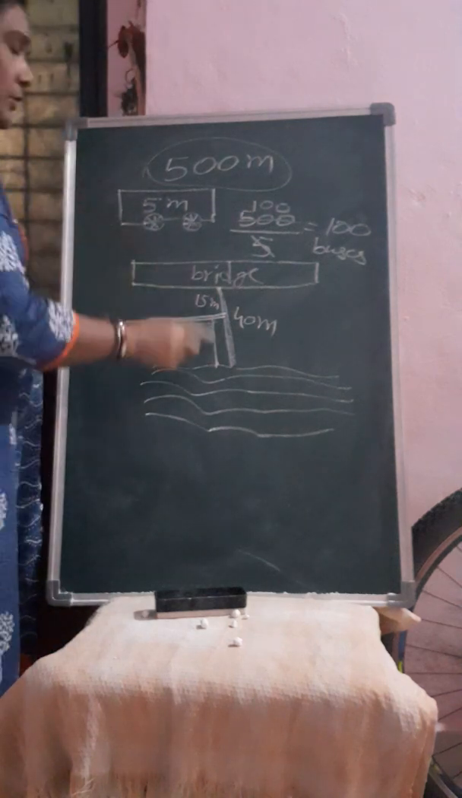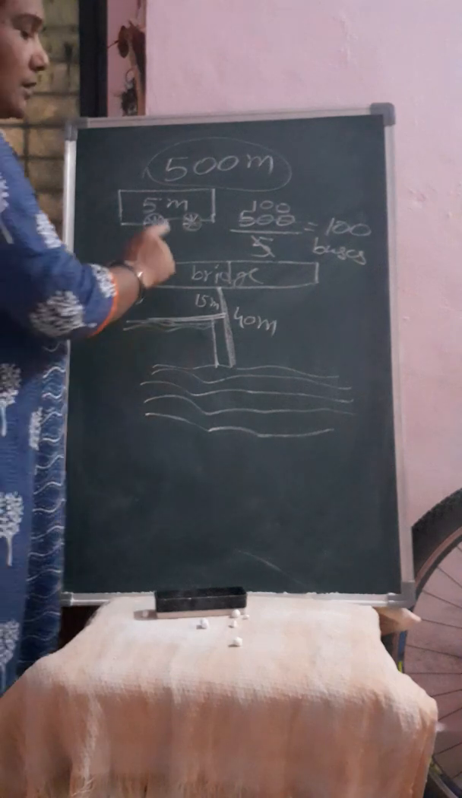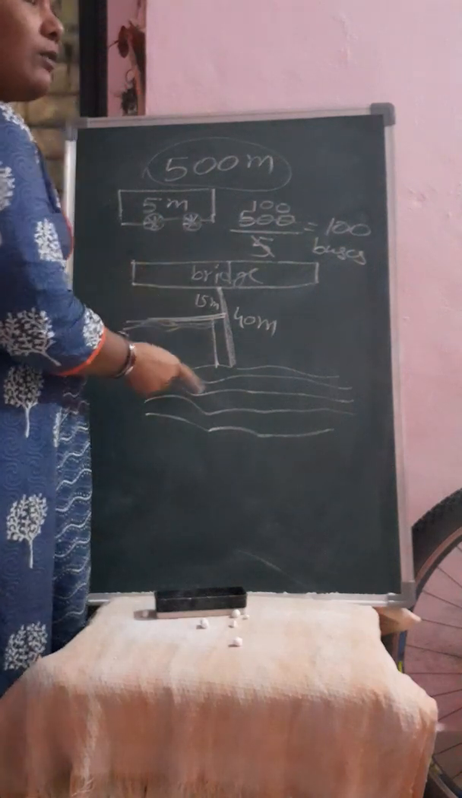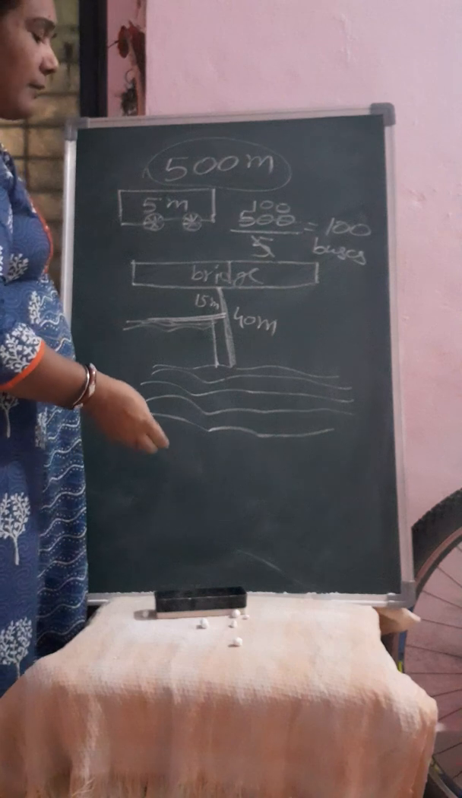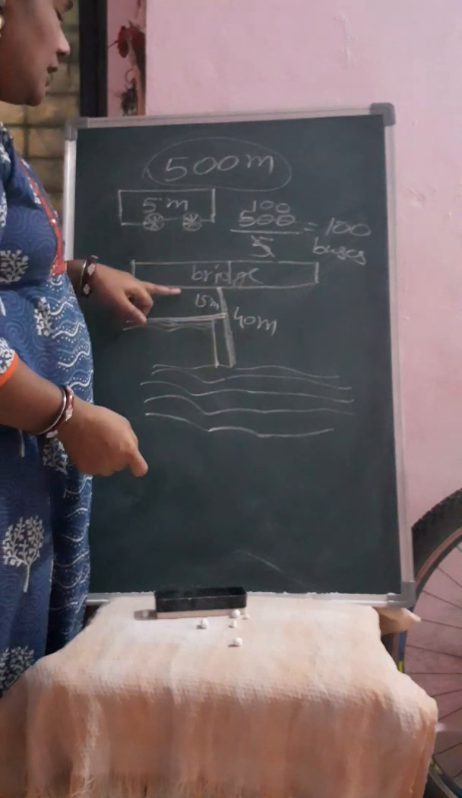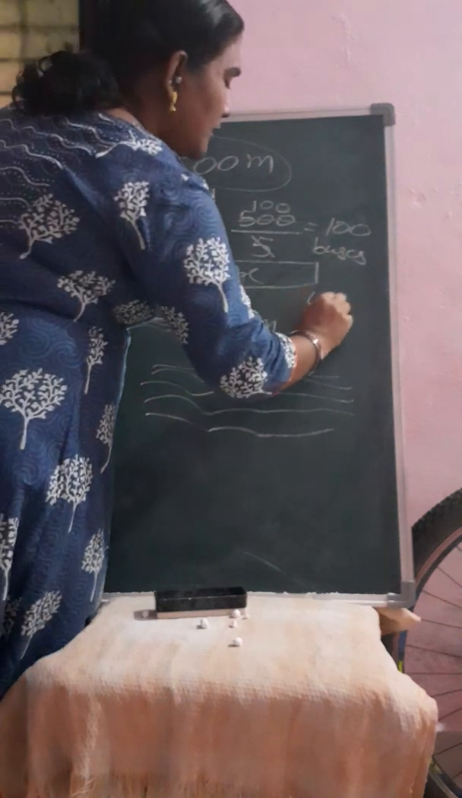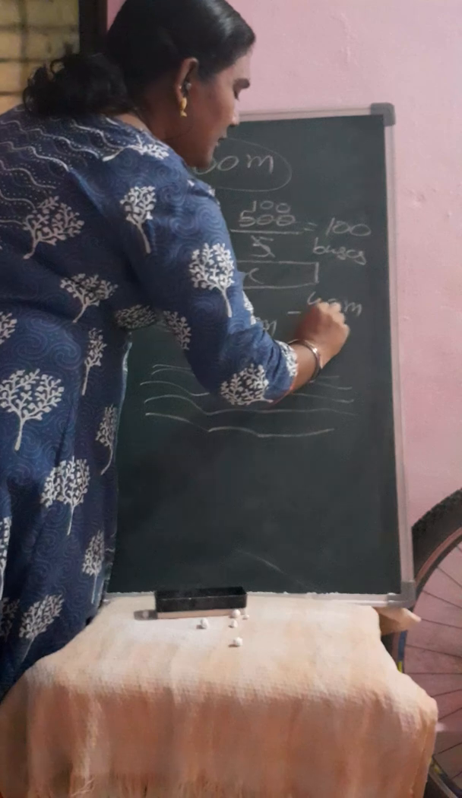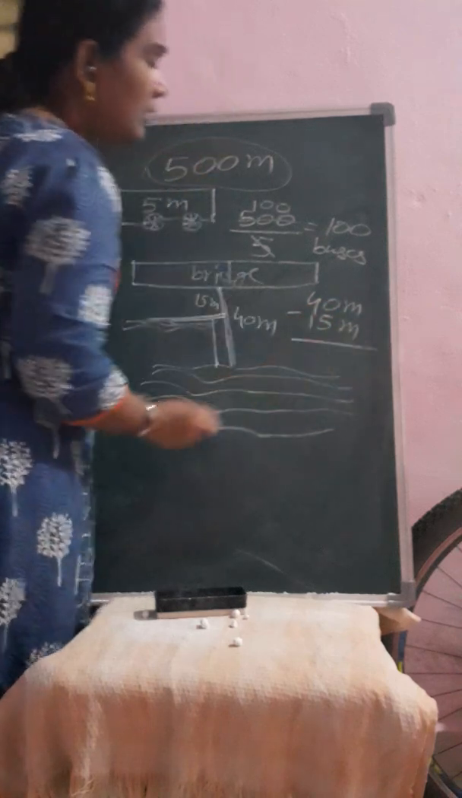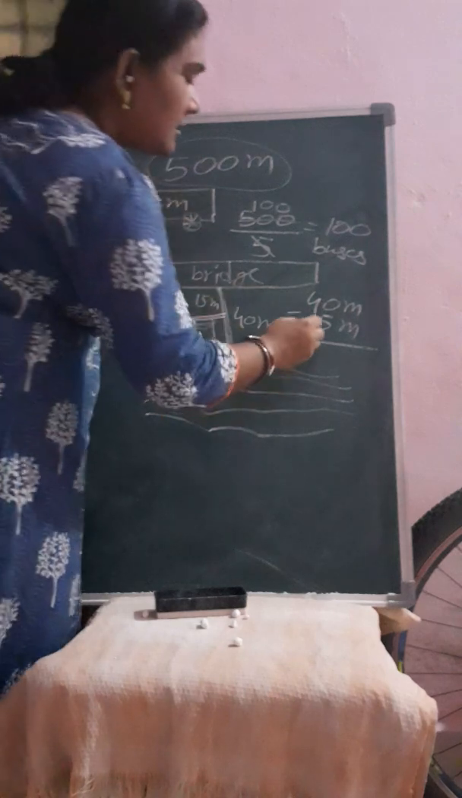Now how will we come to know the difference between now and the rainy season's water level? If we subtract, now the level is 40 and in the rainy season 15. If we subtract, 40 meters minus 15 meters, we will come to know the difference of the water level now and in the rainy season.